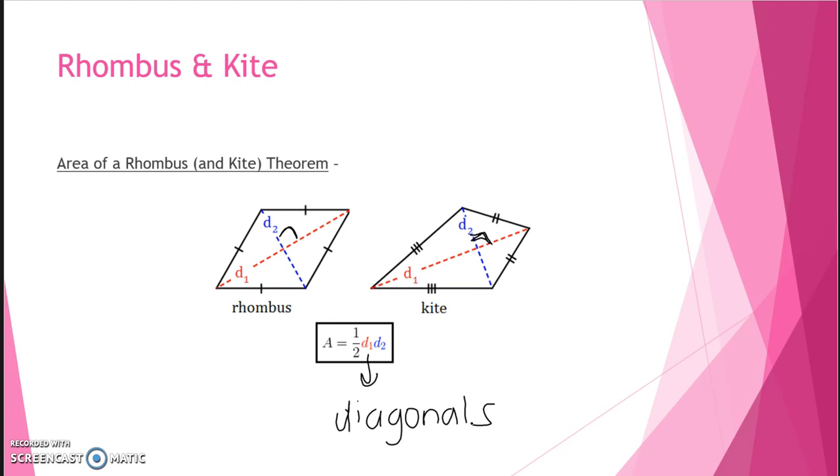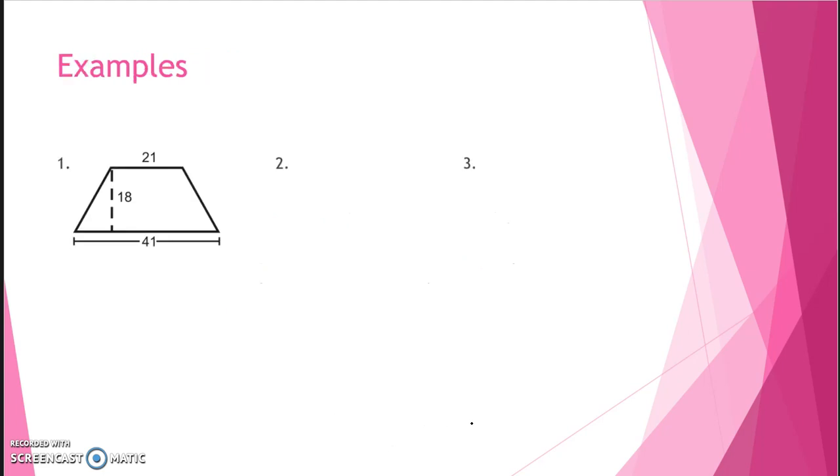And we're going to talk about that a little bit more when we get to some of the examples, which is right now. So the first one, we have a trapezoid. So your area formula is 1/2 base 1 plus base 2 times the height. And now we're going to start substituting those numbers in.